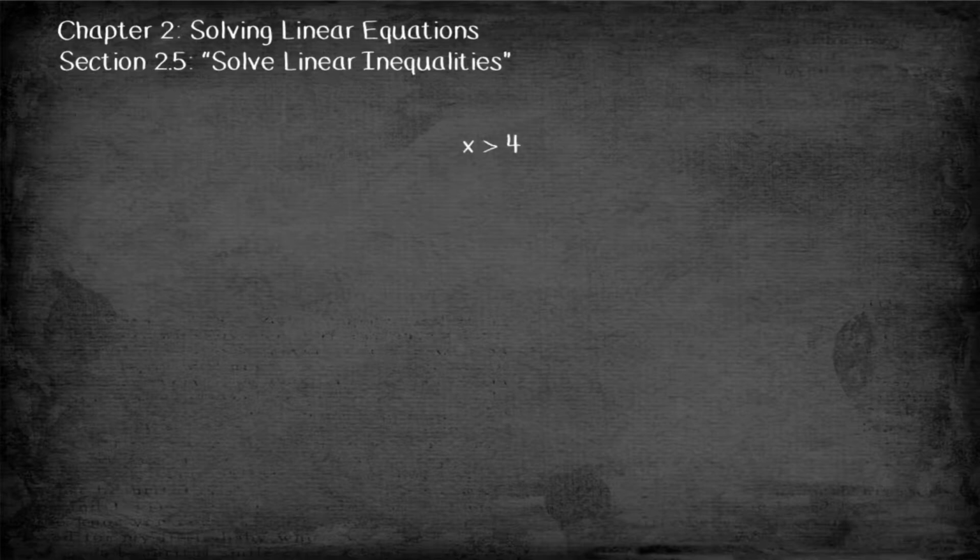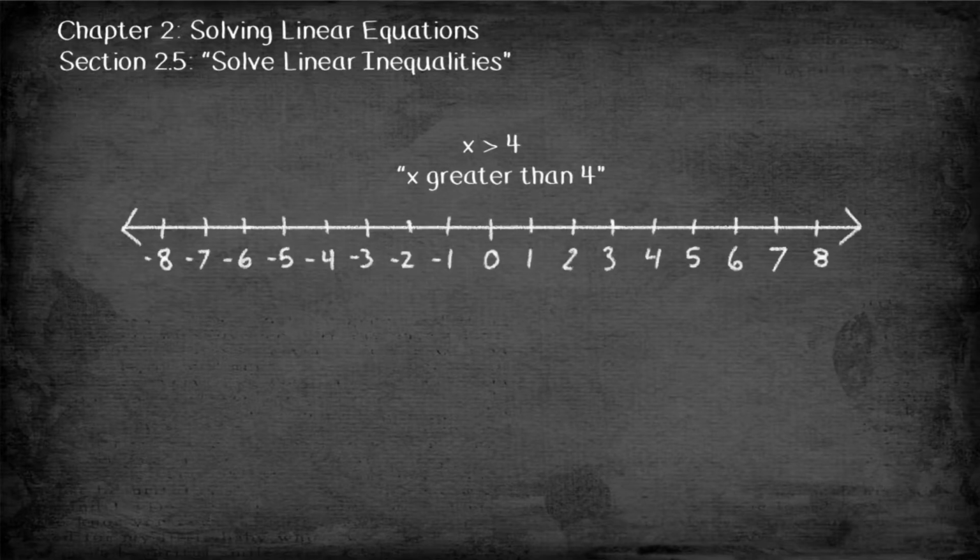So let's look at x greater than 4. This is a sort of vague statement, but if we want to think about numbers that satisfy this inequality, x has to be greater than 4. And you can see that being greater than 4 means that you're going to the right. So all of the numbers to the right of 4 satisfy this inequality. And we know that 4 itself does not, because 4 is not greater than 4. They're equal to each other.